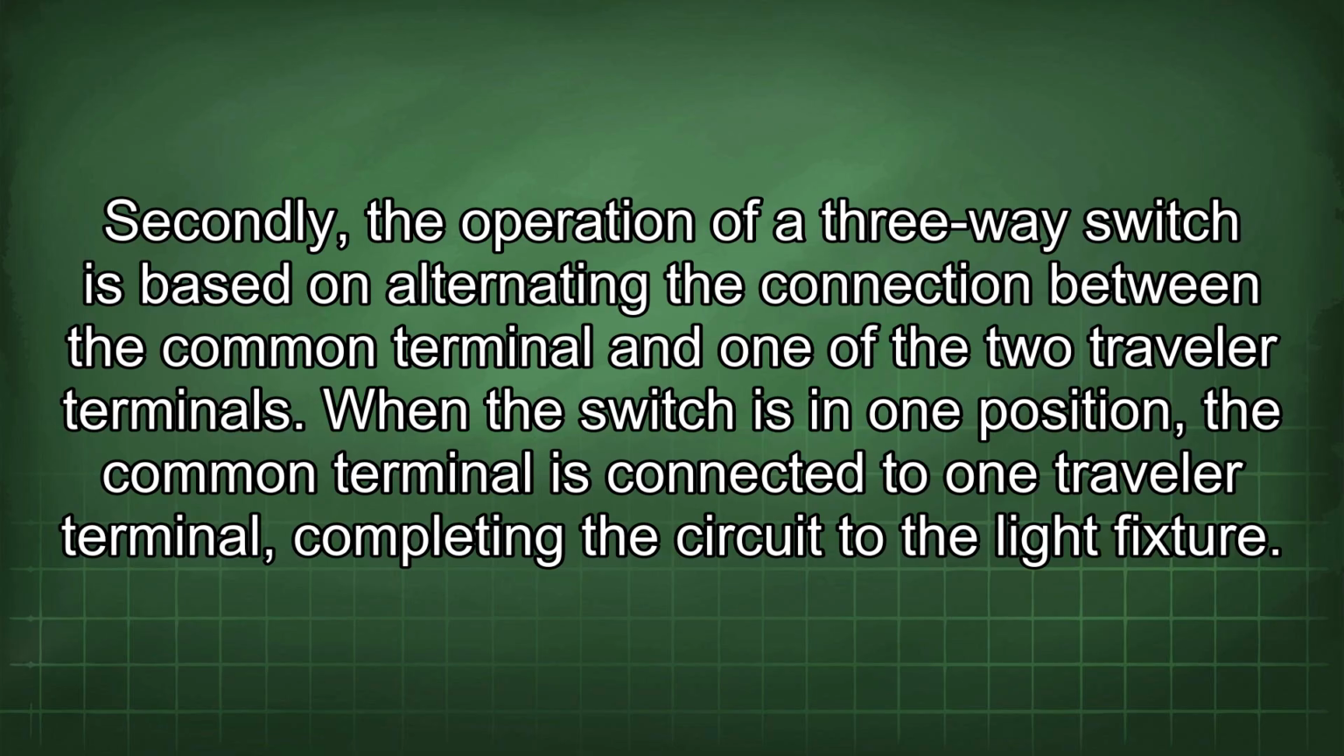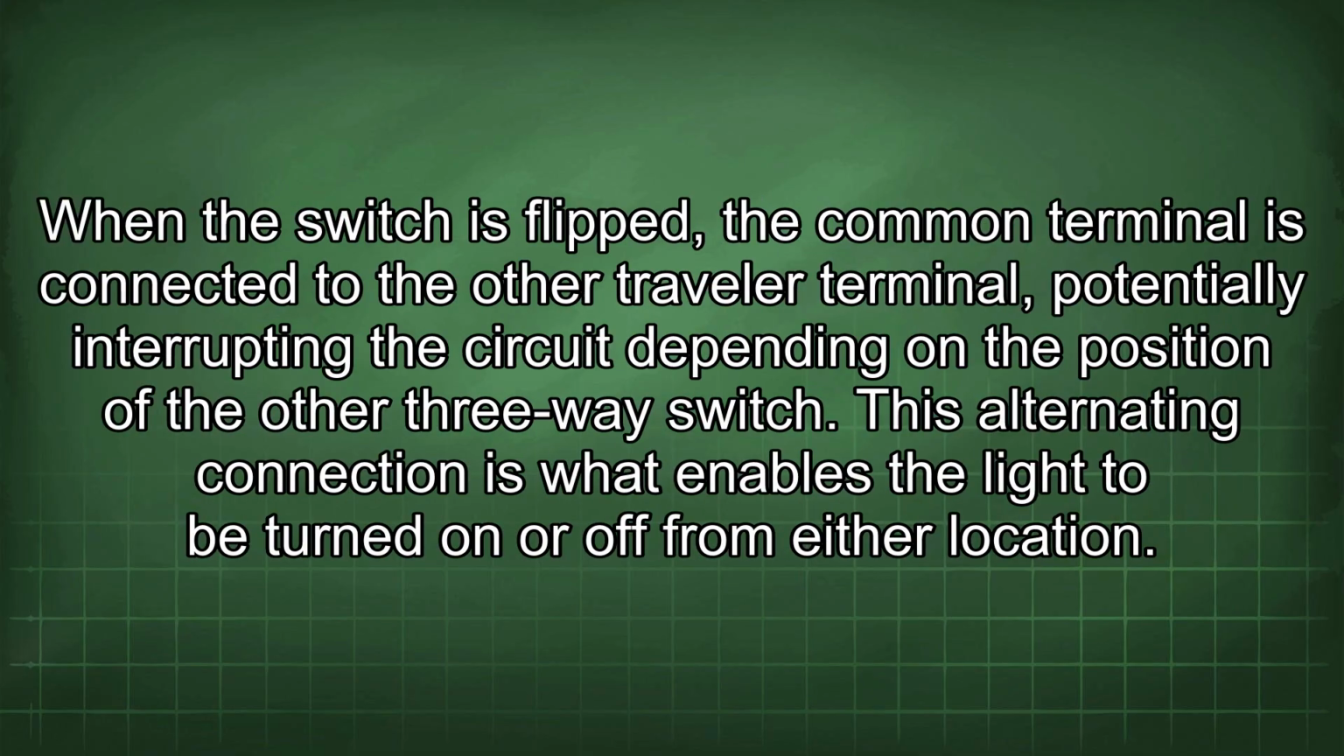Secondly, the operation of a three-way switch is based on alternating the connection between the common terminal and one of the two traveler terminals. When the switch is in one position, the common terminal is connected to one traveler terminal, completing the circuit to the light fixture. When the switch is flipped, the common terminal is connected to the other traveler terminal, potentially interrupting the circuit depending on the position of the other three-way switch. This alternating connection is what enables the light to be turned on or off from either location.